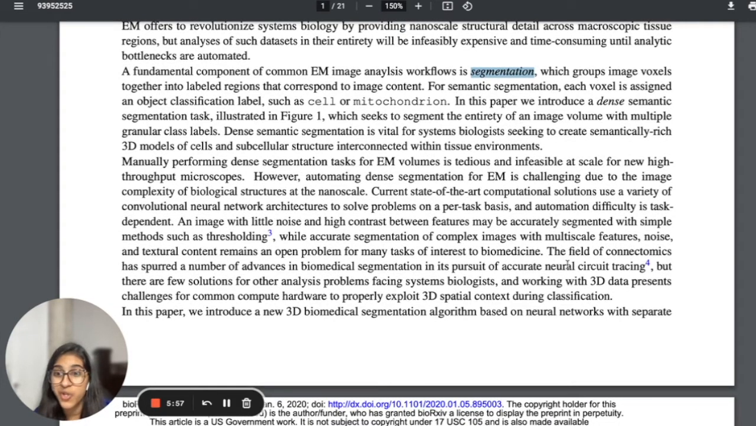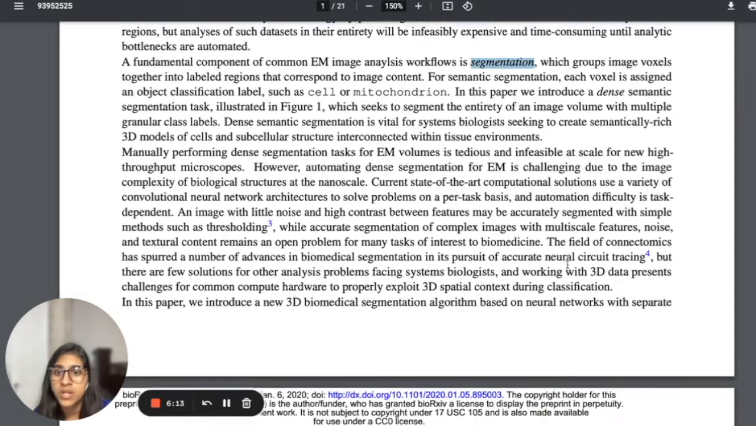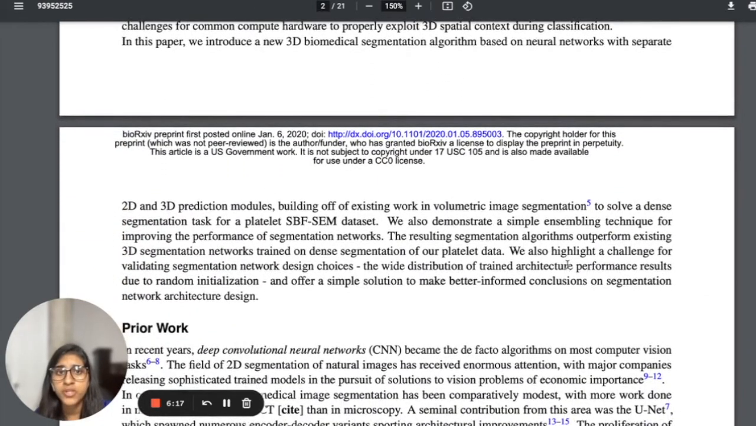Now, the field of connectomics, which is absolutely interesting, has had more advancements in terms of biomedical segmentation, especially within 3D segmentation, because there are many 3D biomedical segmentation algorithms implemented within connectomics as well. But in this paper, they're introducing a neural network that has separate 2D and 3D prediction modules, and they're based off of current modules that are used in volumetric image segmentation, but they're also adding some new things. They're combining models, so it's kind of a hybrid multi-model, as you might say. They also talk about some of the challenges they face and how it outperforms baseline and status quo models.